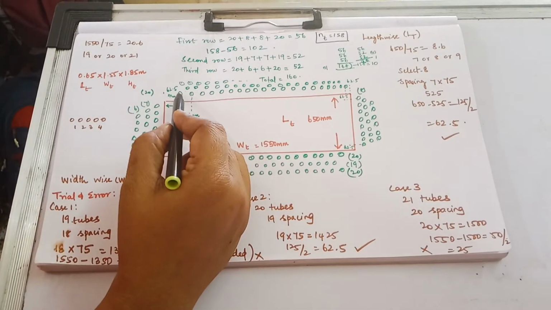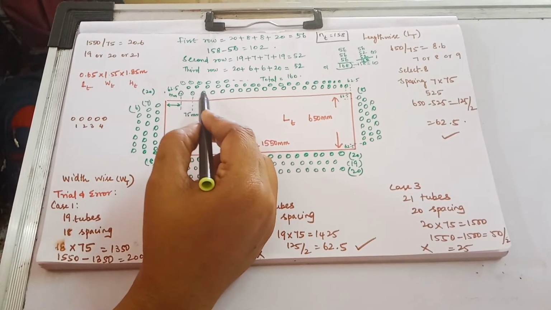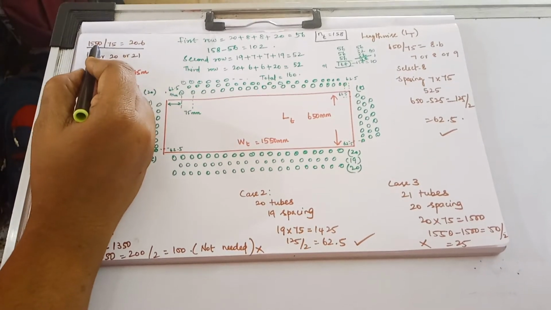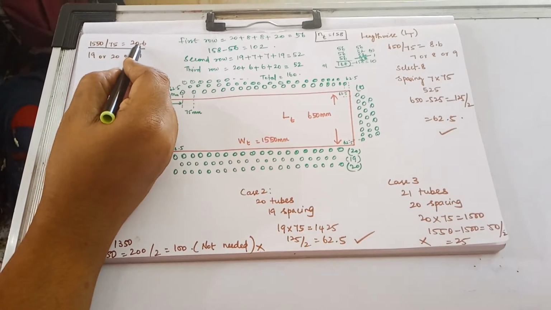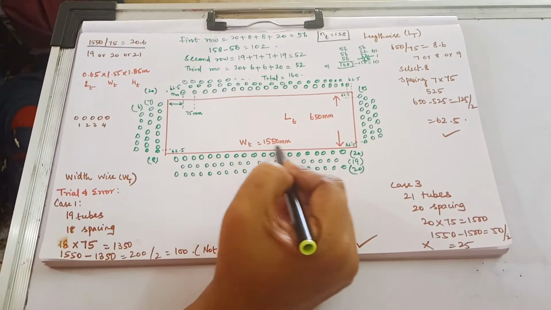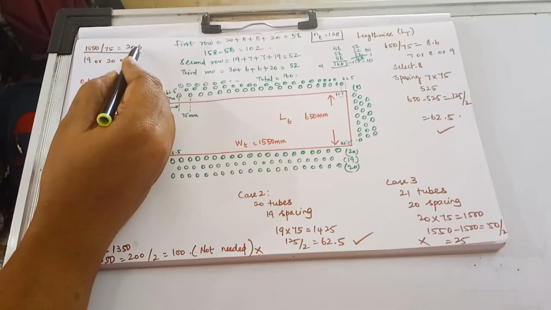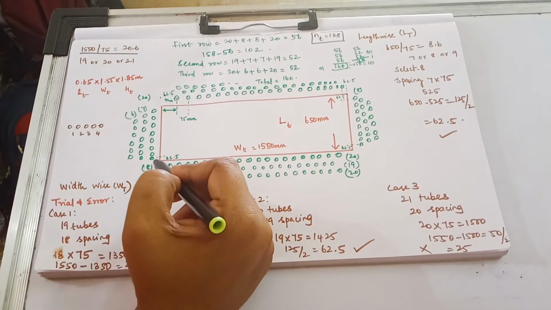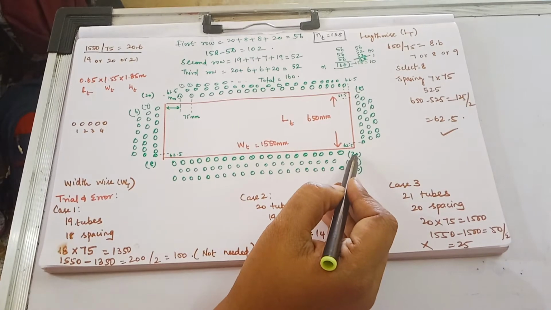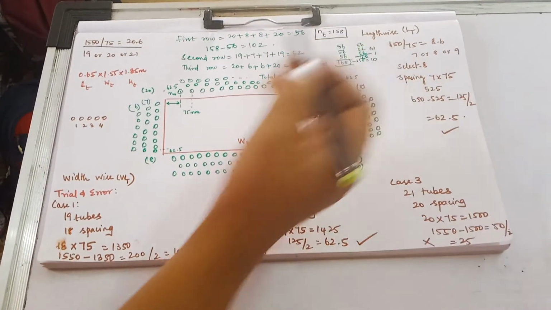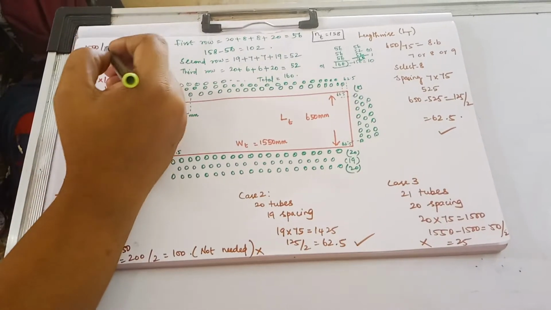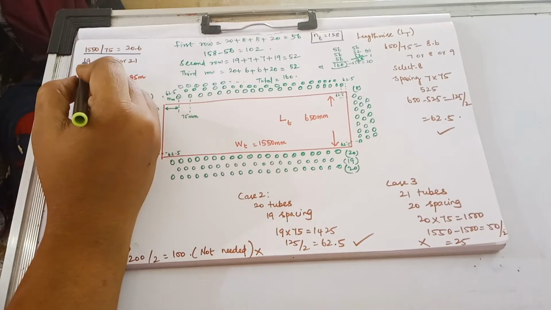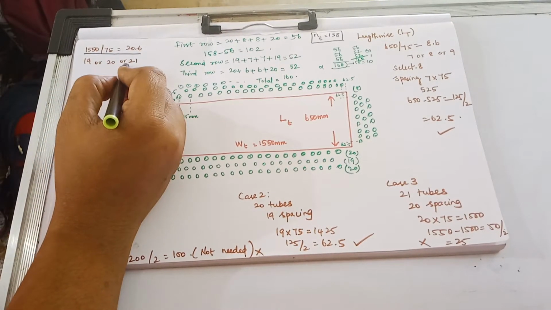We know that the distance between two tubes is equal to 75 mm. How many 75 mm spacings can we keep here? We calculate using 1550 divided by 75, which is equal to 20.6. So on one side I can place 20.6 tubes, nothing but it may be 19 or 20 or 21. I can't place 158 at a time on one side, so I am splitting this. On one side I can place only either 19, 20, or 21 tubes.